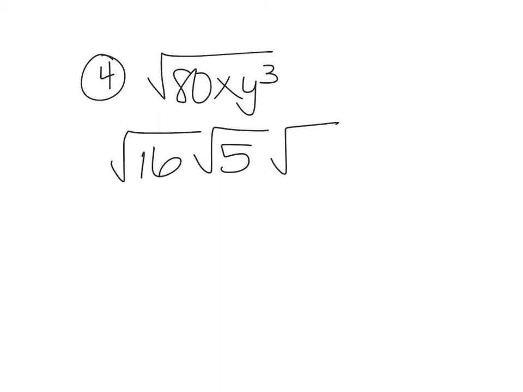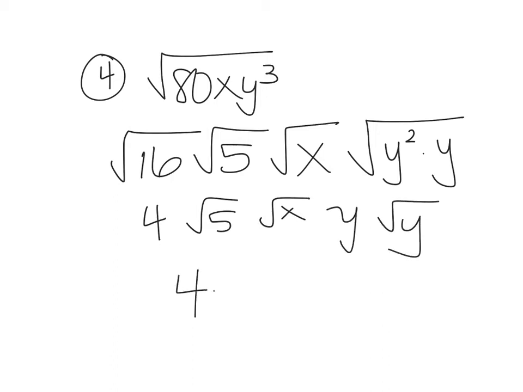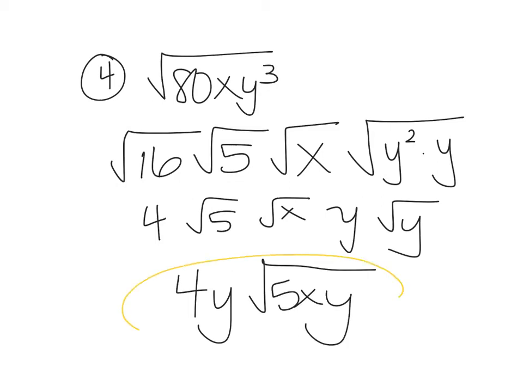And then root x, and then root y cubed, it's the same thing as y squared times y. So that's the same thing as root y squared times root y. So I know this is going to be 4 root 5 root x, y, and then root y. So my final answer in simplified radical form would be 4y and then the square root of 5xy. And this would be my final answer.